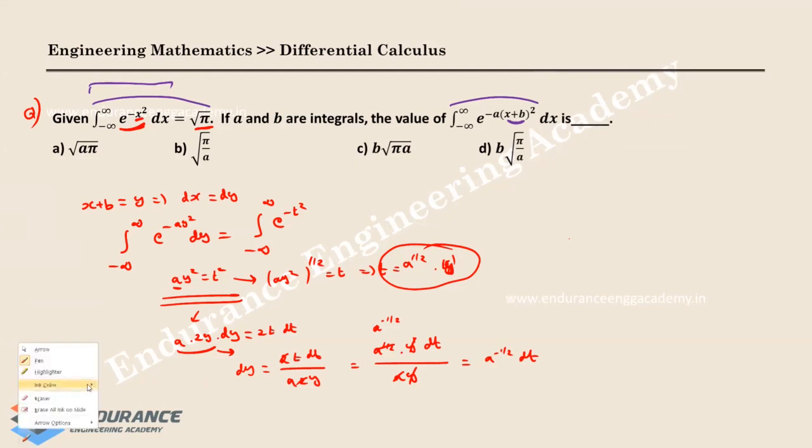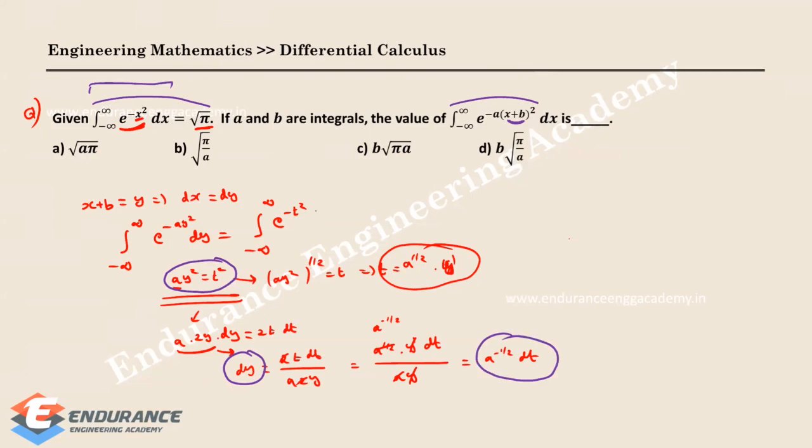So what does it mean? Just a moment, I will highlight it. Wherever a y square is there, replace it as t square. And wherever dy is there, replace it as a to the power of minus 1 by 2 into dt. So this equation becomes an integration from minus infinity to plus infinity; whatever may be the substitution, the limits minus infinity and plus infinity won't vary. And the entire term will be replaced as e power minus t square, and dy will be replaced as a power minus 1 by 2 into dt.